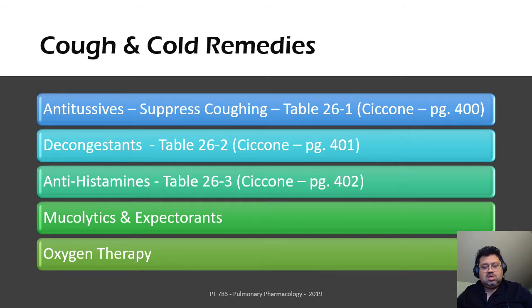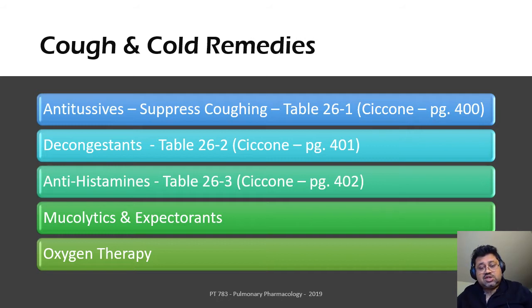So remedies for cough and cold can be classified as antitussives, decongestants, antihistamines, mucolytics, and expectorants, and oxygen therapy. Now, antitussives are medications that suppress cough and cold. A full list for this is available on table 26.1 on page 400, and you can refer to that.